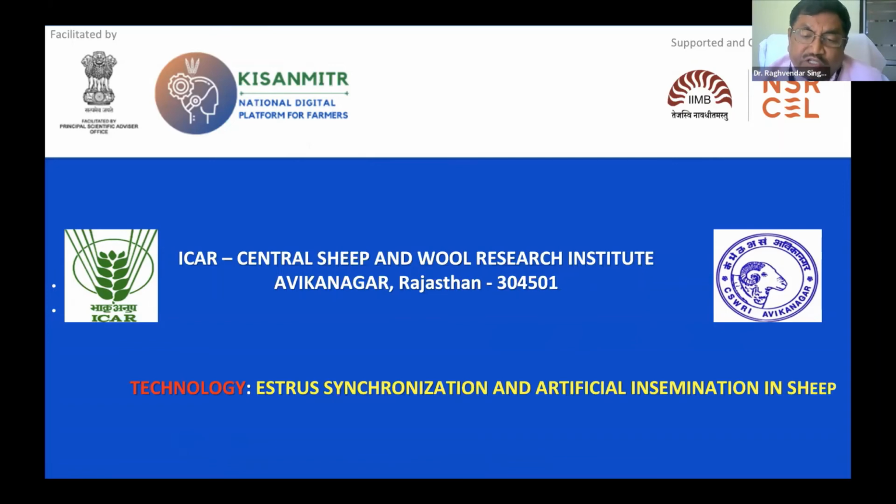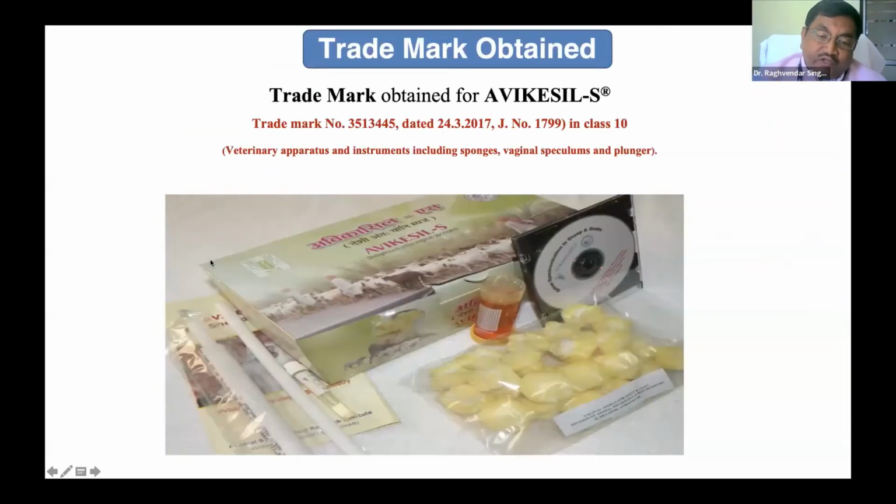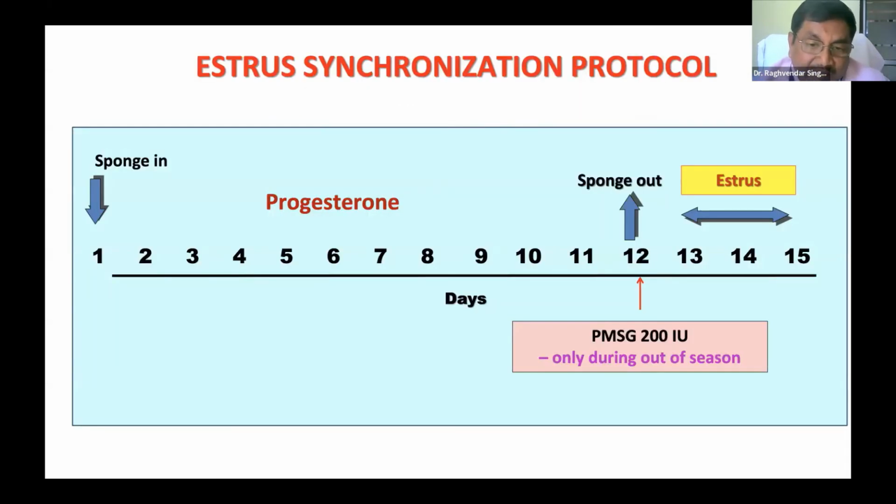Why is this technology required now? This is commercial sheep farming, which is inevitable in future, required for people who are coming to sheep farming in a commercial manner. This technology we have gone for trademark, and we have already taken a patent on it through our institute.